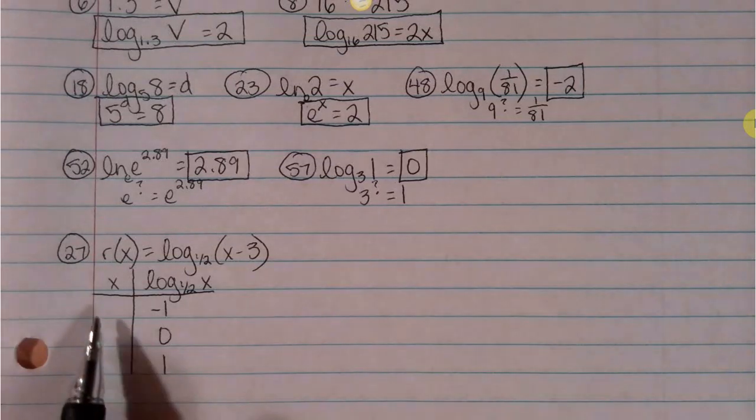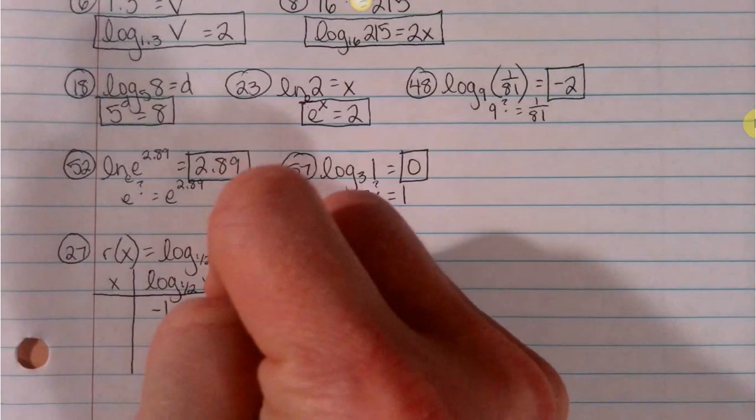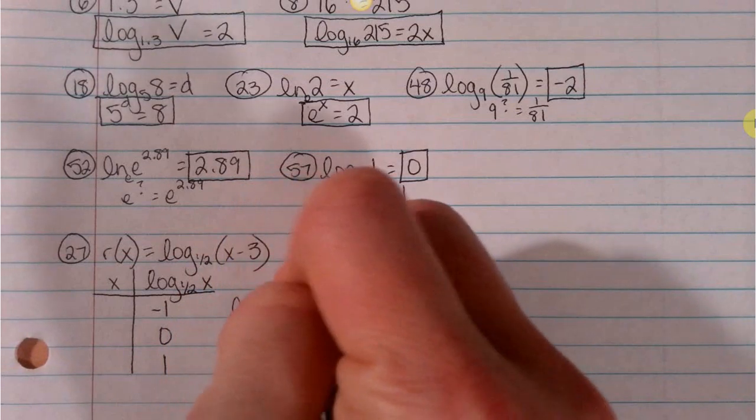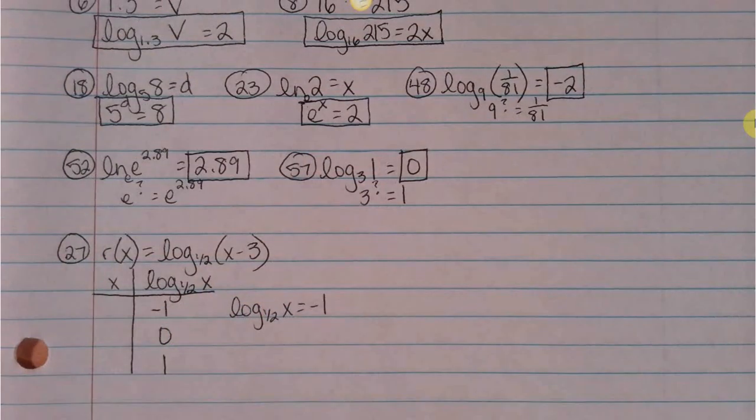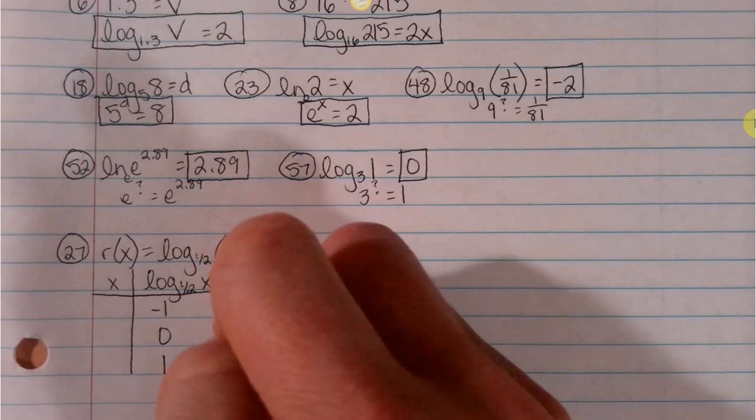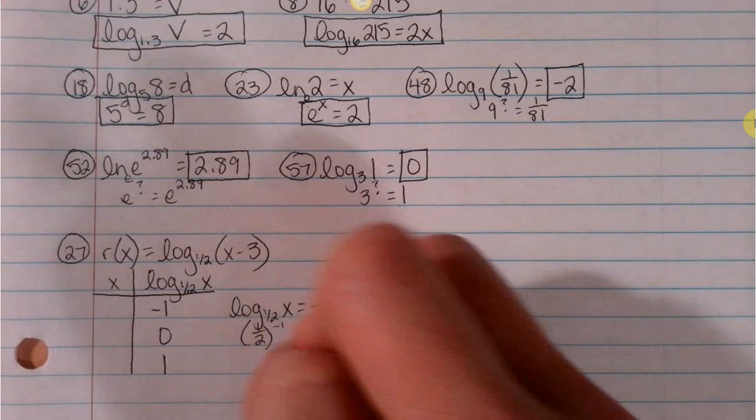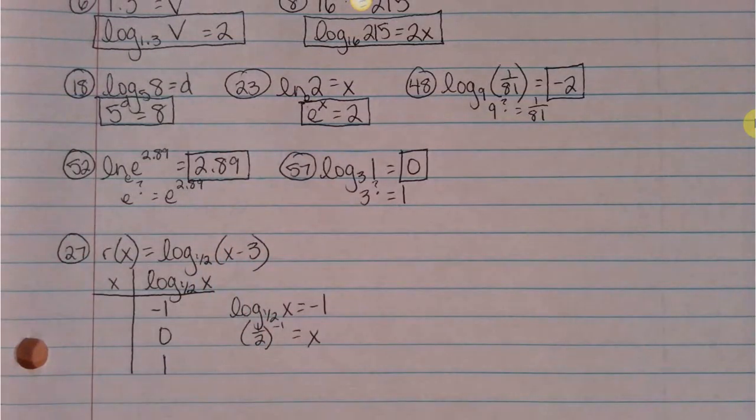Because in order to figure out what goes in this column, this is where I'm saying the log base 1/2 of x is equal to -1. So what is the x value that makes that statement true? If I rewrite this as an exponential equation, this is the same as saying 1/2 to the -1 is equal to x. And then 1/2 to the -1, that's just telling me to take the reciprocal, which gives me a 2. So all of that is telling me that when x is equal to 2, the log base 1/2 of 2 is -1. And then same with 0.